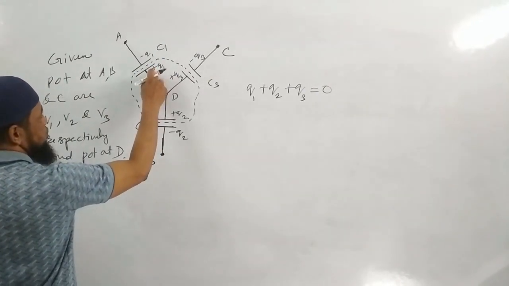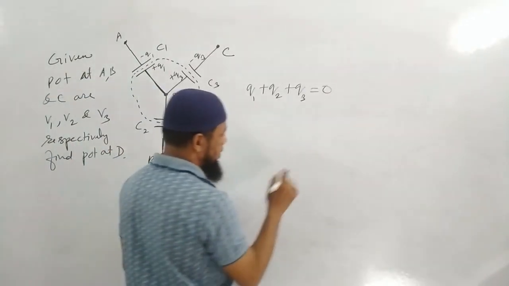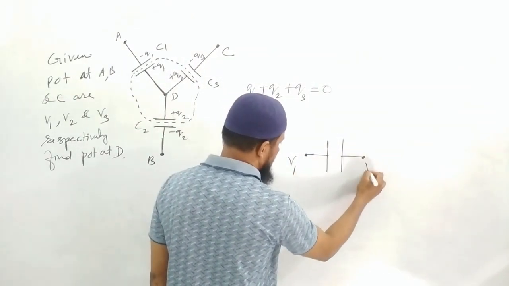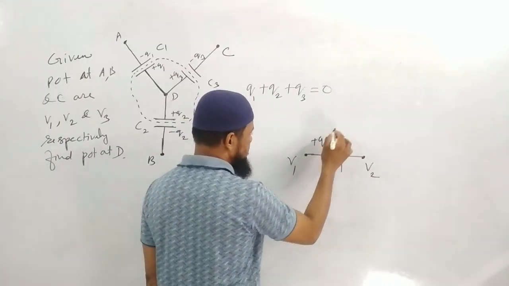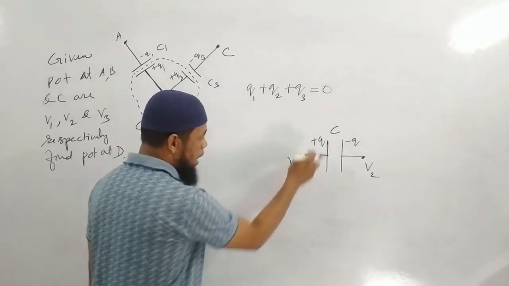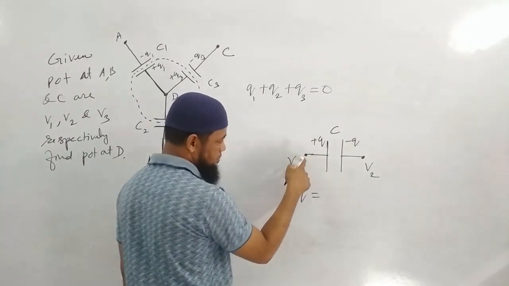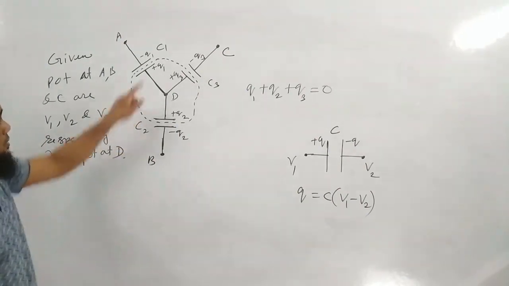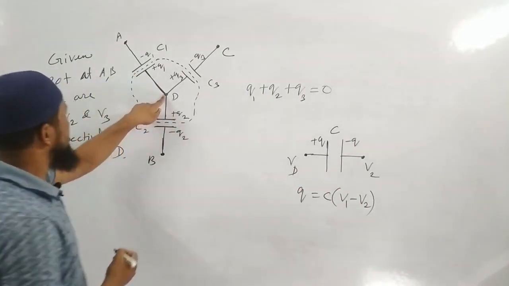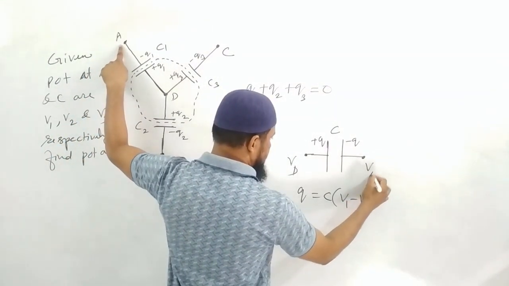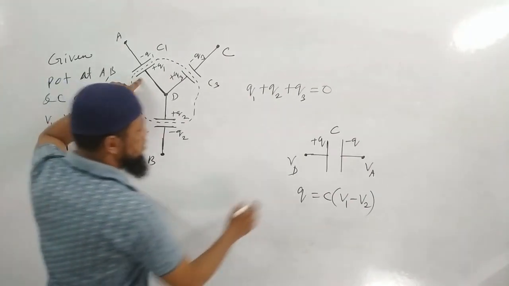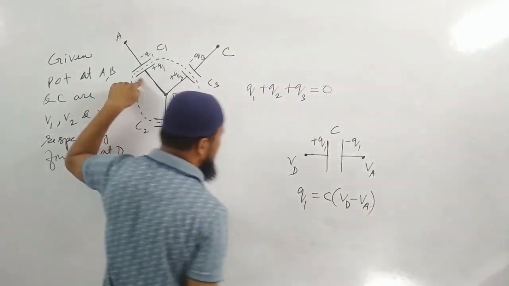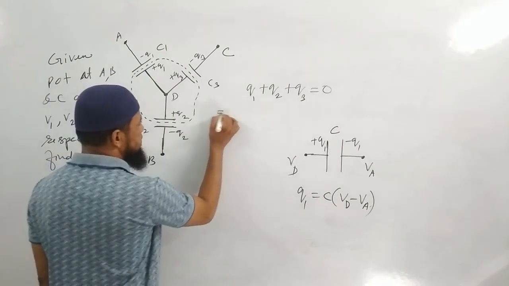Now what is Q1? Charge Q1. And the first point that I have discussed in this lecture, I call this point potential V1, potential V2. I have written plus Q, C minus Q. Then how can plus Q be written? Plus Q can be written as positive plate, C into V1 minus V2. So positive is connected to the point D and negative is connected to the point A. So how can I write the charge Q1? Q1 is equal to C (VD minus VA). Am I correct?